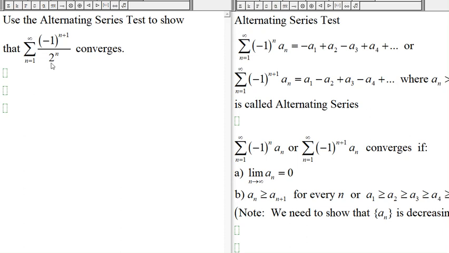Here we have the alternating series of (-1)^(n+1) divided by 2^n. And we want to use the alternating series test to show that this series right here converges. And so again, to show this series converges using the alternating series test, we have to show two conditions. First, we have to show that the limit of a sub n is equal to 0. And next, we have to show that a sub n is greater than or equal to a sub n plus 1.